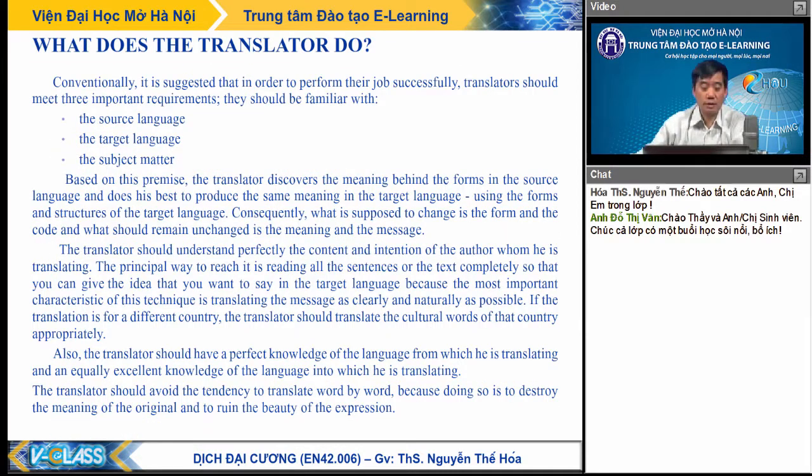And what does the translator do? Maybe we have several jobs. The translator has to try to be familiar with the concept, the source language, the target language, and the subject matter. He should try to do a lot of reading in order to get a lot of background knowledge. And also the translator has to improve his language ability, both the source language and the target language. He also has to master both of them.